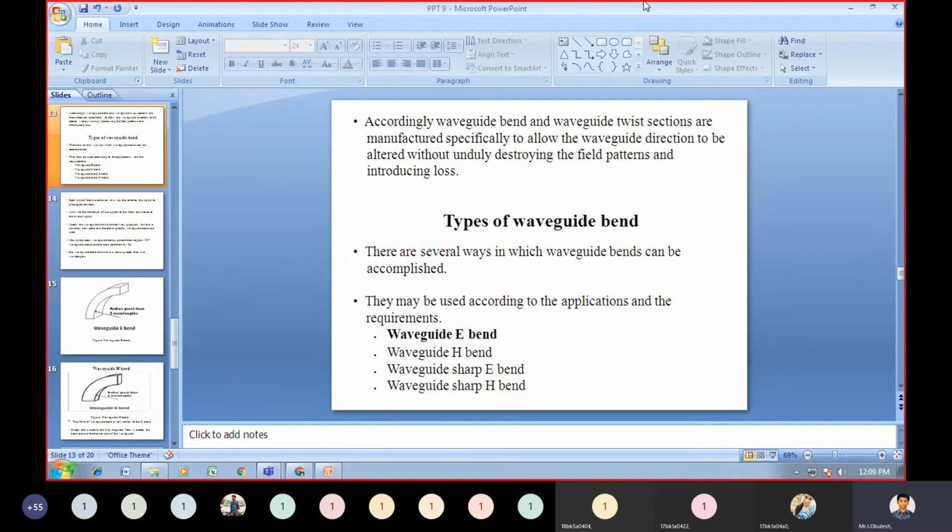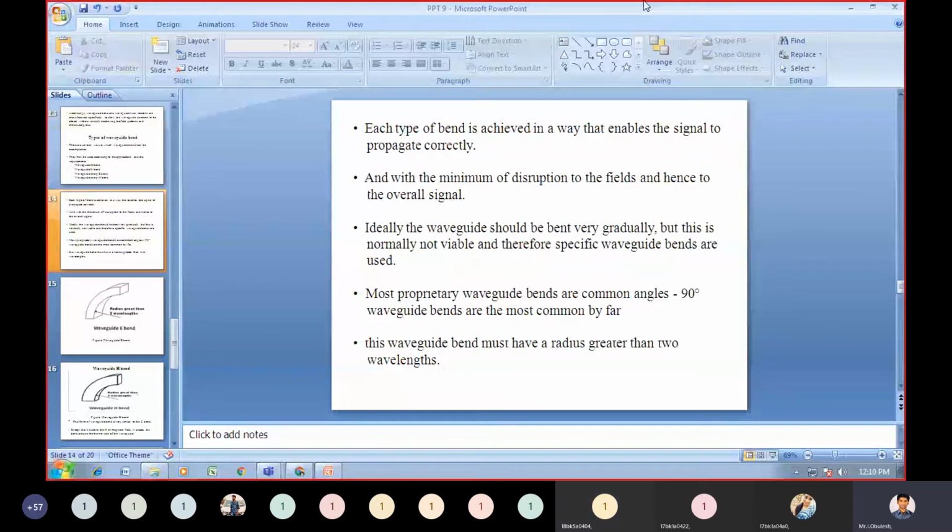Next, the types of waveguide bends. How many types do we have? There are several ways in which waveguide bends can be accomplished, and they may be used according to the applications and requirements. From that, we have the waveguide E bend, waveguide H bend, waveguide sharp E bend, and waveguide sharp H bend. Among these, we first discuss the waveguide E bend.